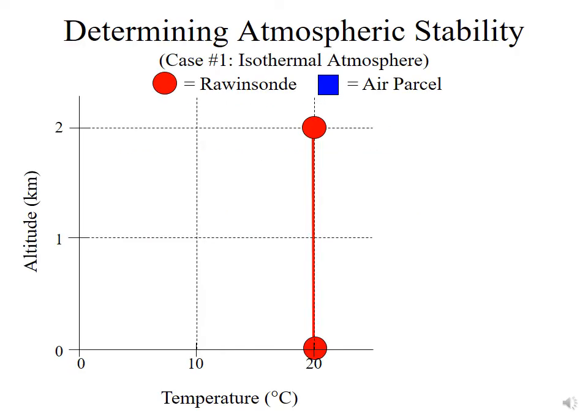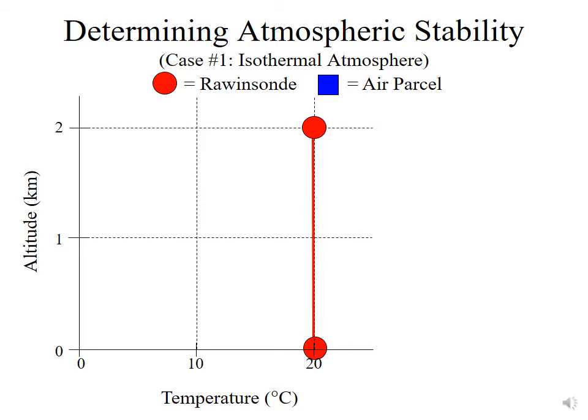So here we're going to determine the atmospheric stability through a series of cases. This happens to be case number 1. Recall that you measure the environmental lapse rate using a Rawinsonde balloon, and so that is denoted here by the round circles and the red line connecting it. So we go out on this particular day and we launch a balloon, and it happens to measure the temperature of the environment, and it happens to be isothermal, which means that the temperature is not changing with height.